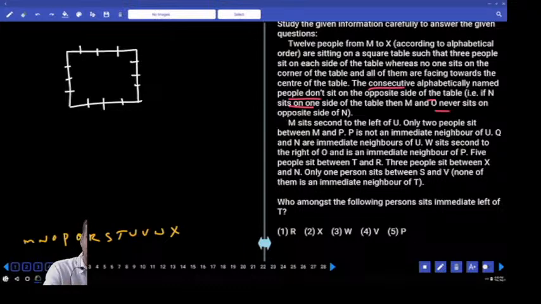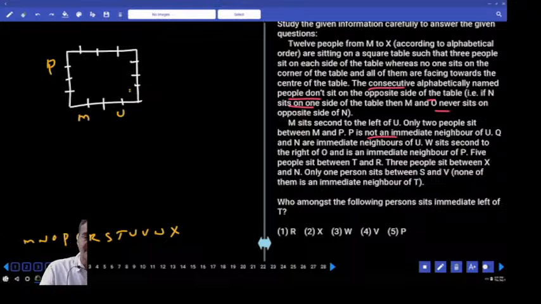M sits second to the left of U. Can you take it like this, M and U? M is seated second to the left of U and there are only two people between M and P. In between M and P there must be exactly two people. P can be here or P can be here. Now if you take P here, P is not an immediate neighbor of U, isn't it? And there is only one possibility as of now.